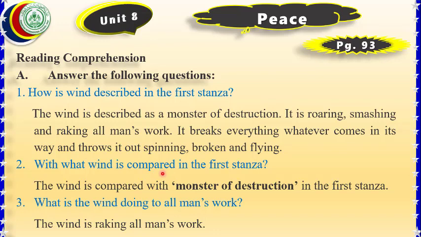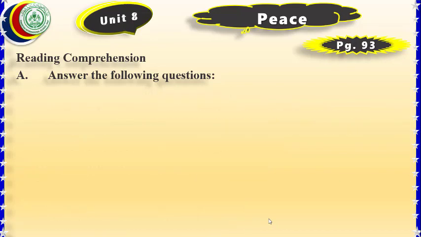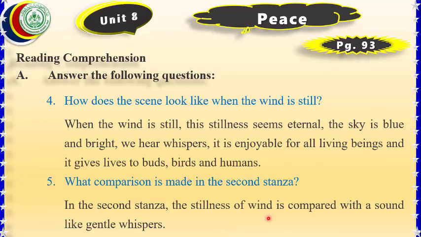Question number 2 is, with what is wind compared in the first stanza? Wind is compared with master of destruction. What is the wind doing to all man's work? The wind is raking all man's work. What does it mean? Destroying all man's work.